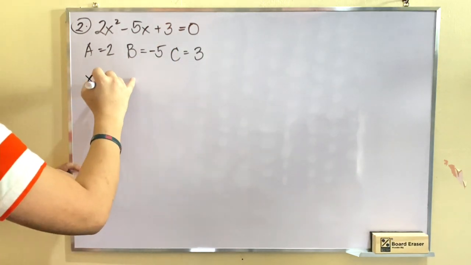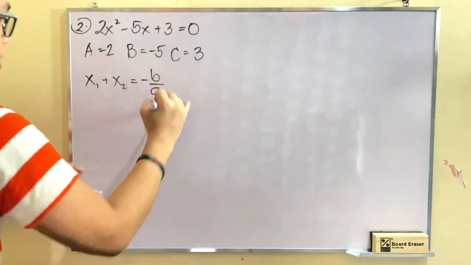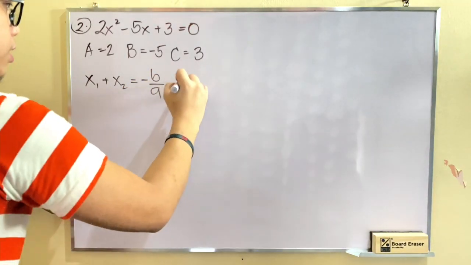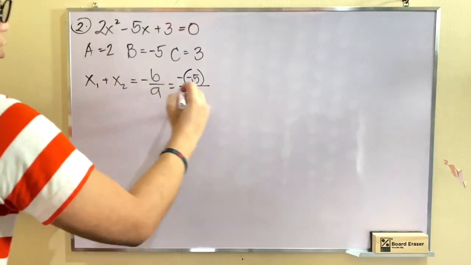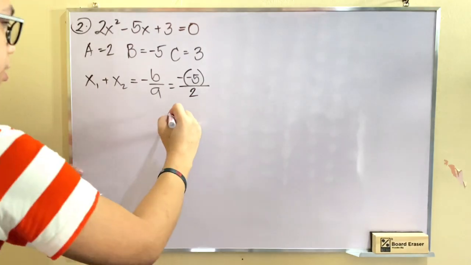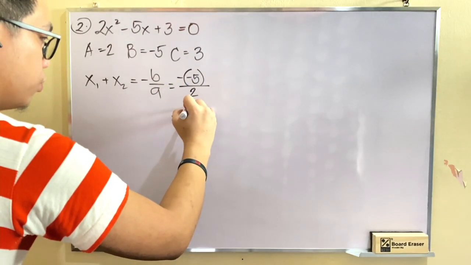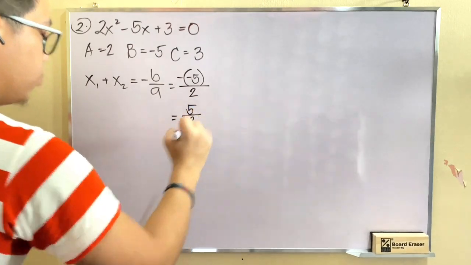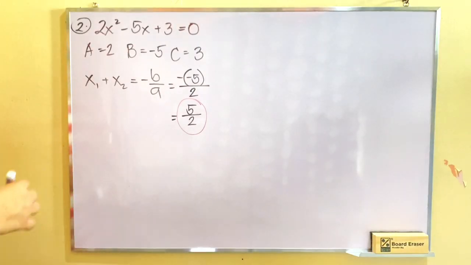X sub 1 plus x sub 2 is equal to negative b divided by a. Negative b is negative of negative 5 divided by a, which is 2. Next, negative times negative is positive. So, 5 divided by 2. This is the sum of the roots of the given quadratic equation.